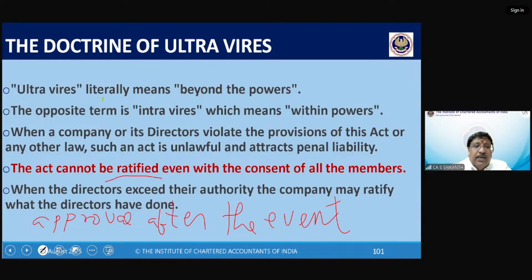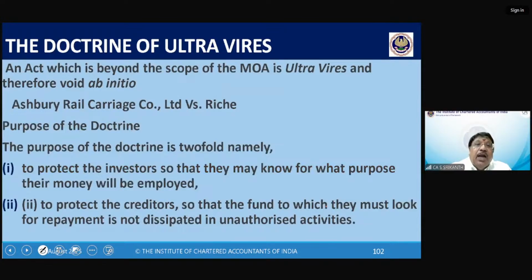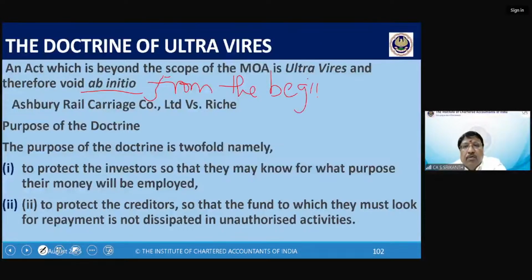And so here the directors have exceeded their authority, which means the members can ratify, provided the act is something which the company can do. But an act which is beyond the scope of the memorandum of association is ultra vires the company. Therefore, void ab initio. Ab initio, you know what it is, from the beginning. It was never correct, it was never valid. It's called ab initio. A contract entered into by a minor is void ab initio. Actually, this is similar to that.